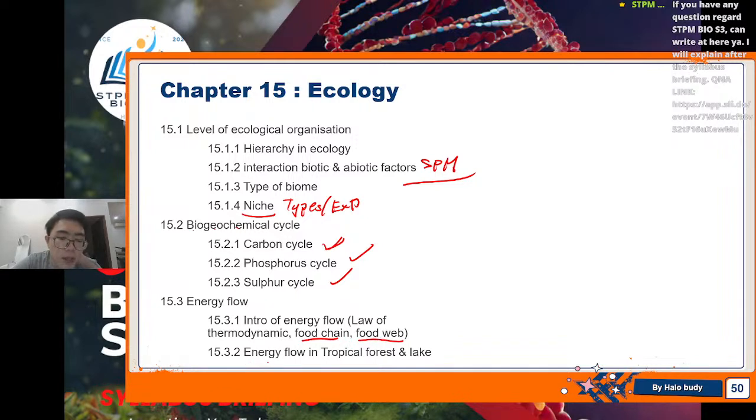The second topic is you also have to know the mechanism of energy flow in the tropical forest and lake. In the SPM syllabus, we only learn smaller energy flow, food chain and food web. But in STPM, we have to explain how the energy flows within the tropical forest and also the lake. It is not only one food chain, but involves many types of food chains, so you have to explain it.